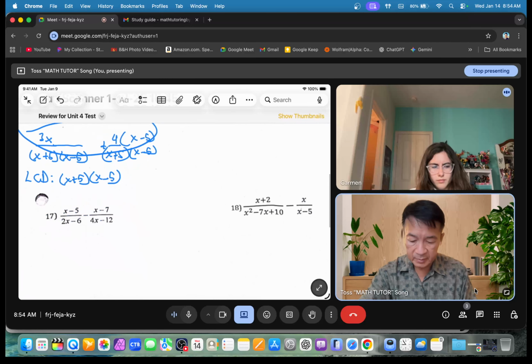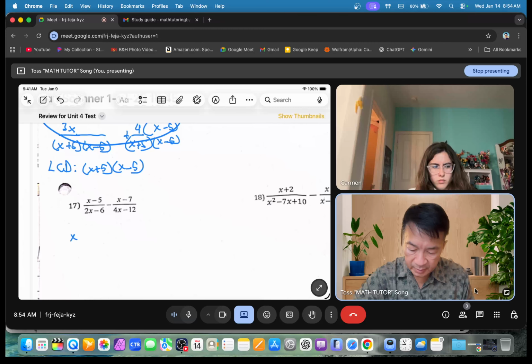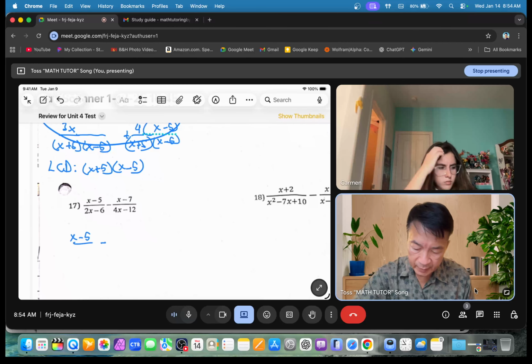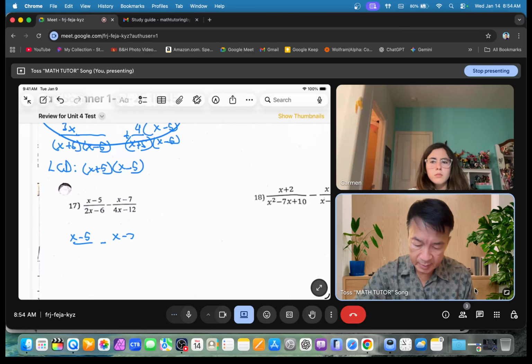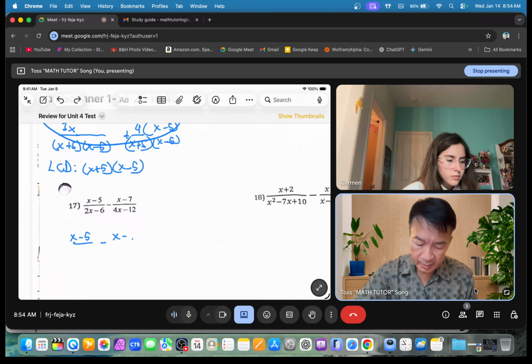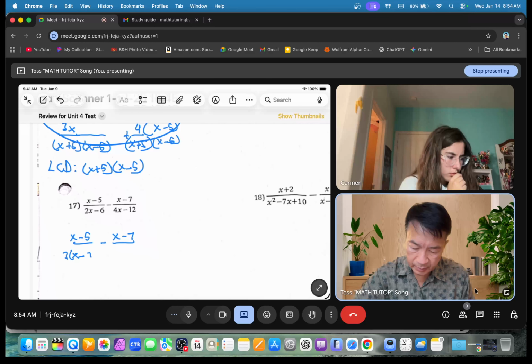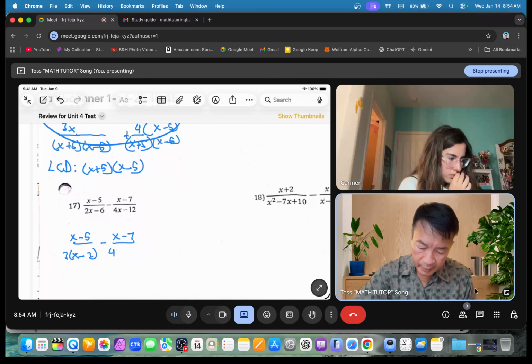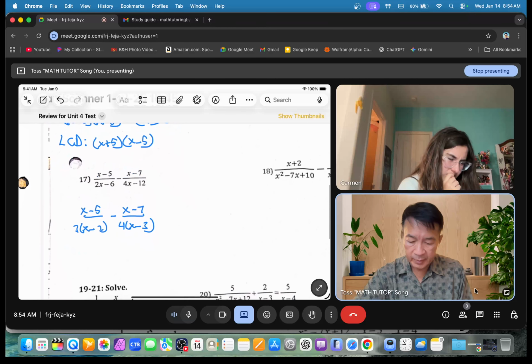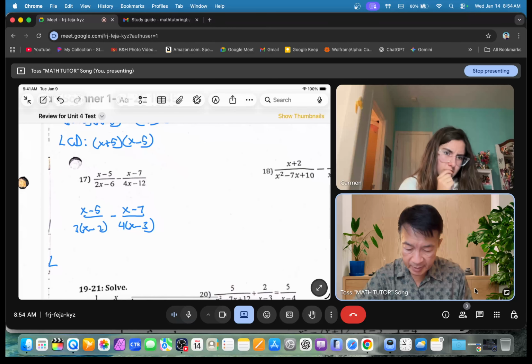Let me do the 17 quickly here, because I have to continue with another student. Okay, let me see. Factor 3x minus 2, 4x minus 3. Here we go. The LCD for this one. Double check my math here.